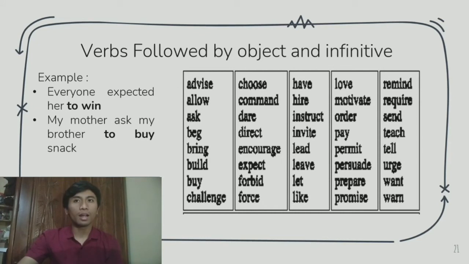Verbs followed by object and infinitive. Example: everyone expected her to win. Example 2: my mother asked my brother to buy a snack.